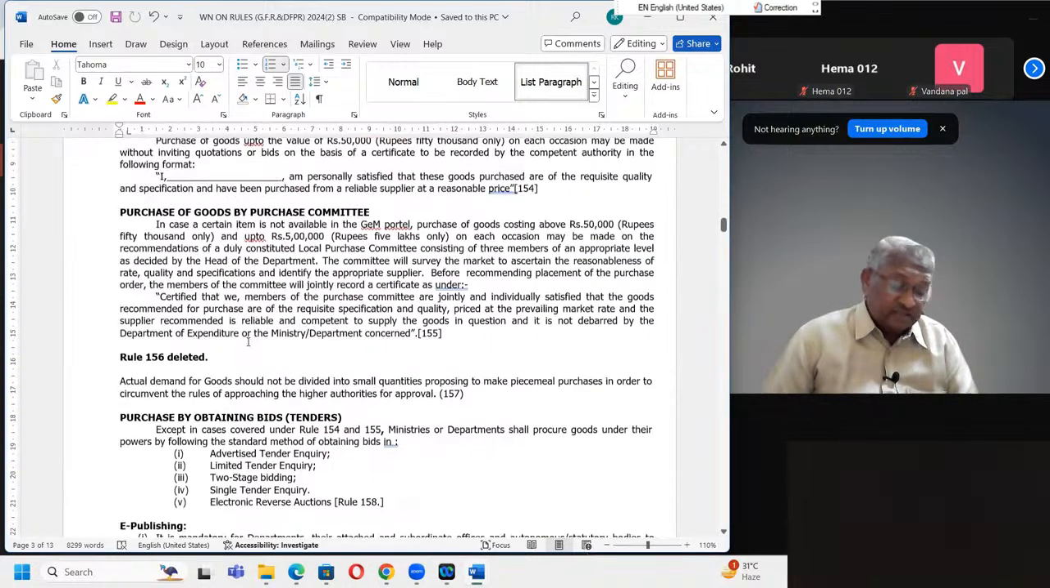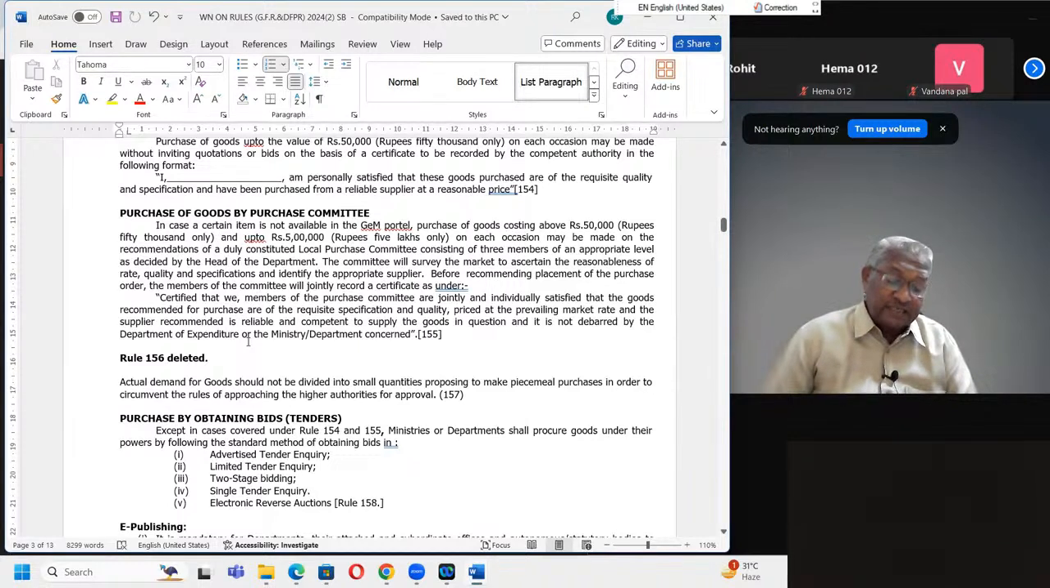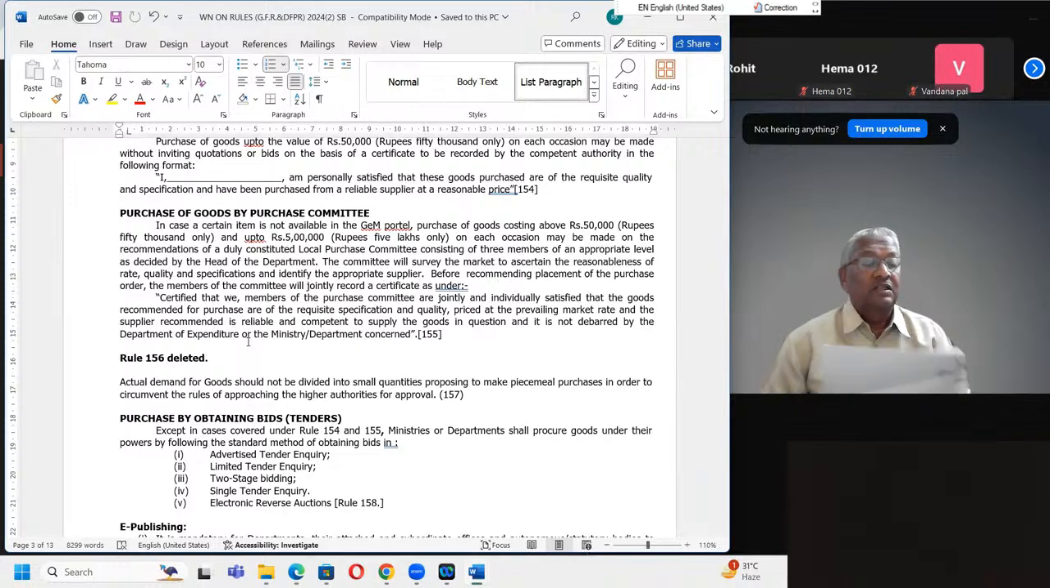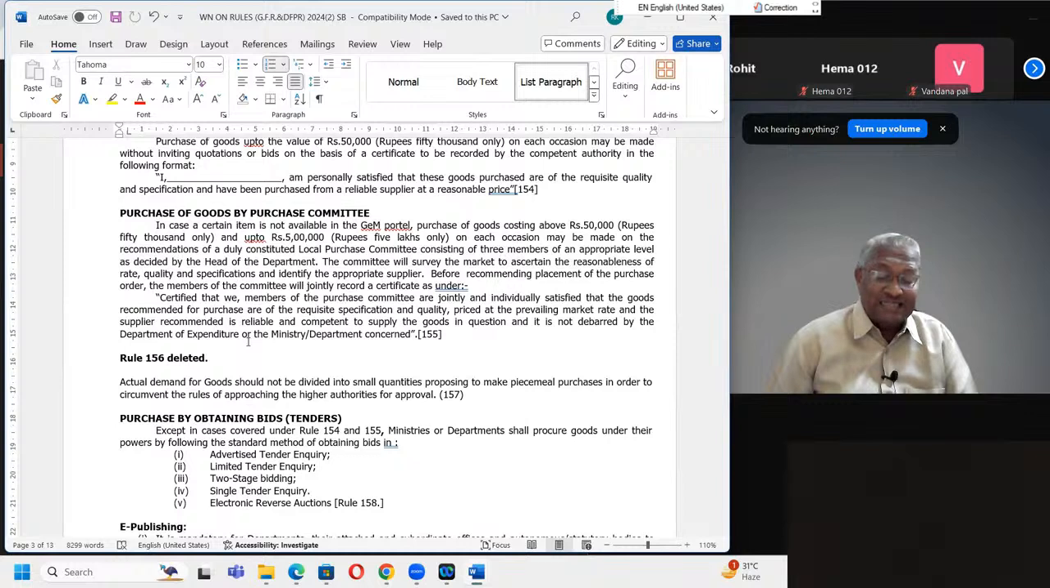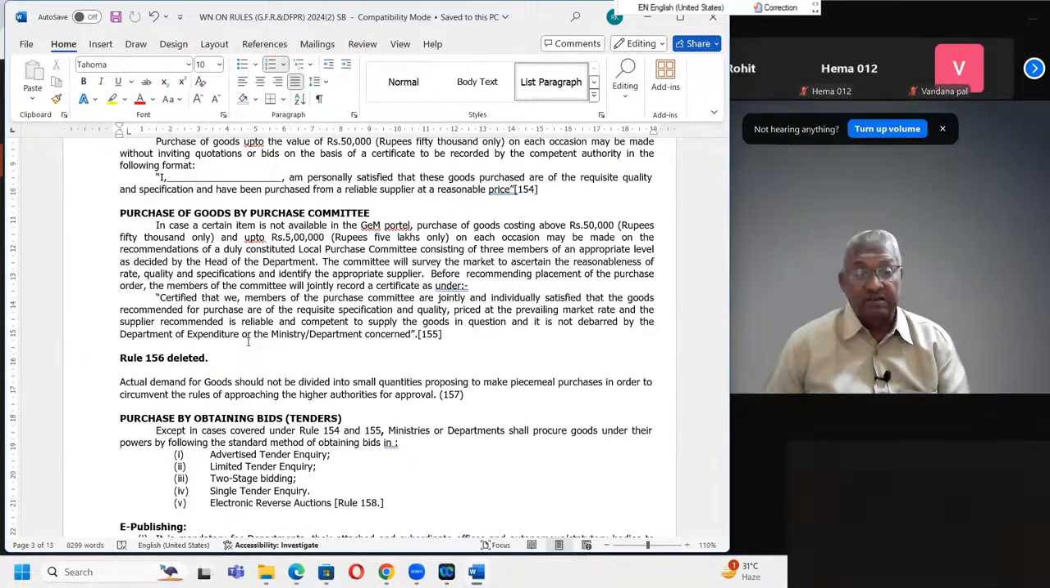In case a certain item is not available in the GEM portal, purchase of goods costing above 50,000 and up to 5 lakhs on each occasion may be made on the recommendations of a duly constituted local purchase committee consisting of 3 members of an appropriate level as decided by the head of the department. Appropriate level, all gazetted officers are included.